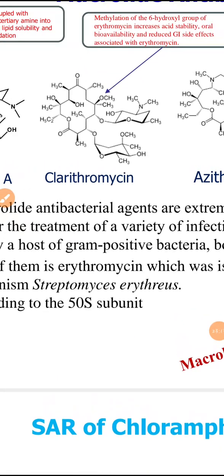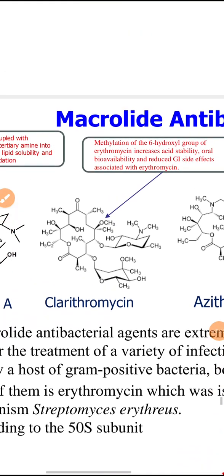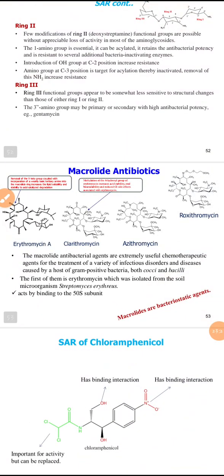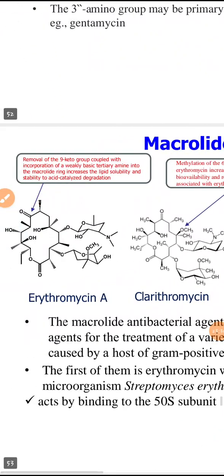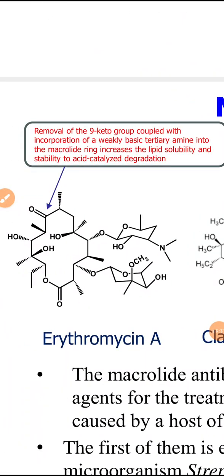Let's go to the structure-activity relationship of macrolide antibiotic compounds. Macrolides are compounds that contain a macrocyclic core, like erythromycin, roxithromycin, azithromycin, clarithromycin. They are common types of compounds. Let's see the structure of erythromycin. This is the structure of erythromycin, one of the most popular compounds. It is also the first compound among the macrocyclic macrolide antibiotics.